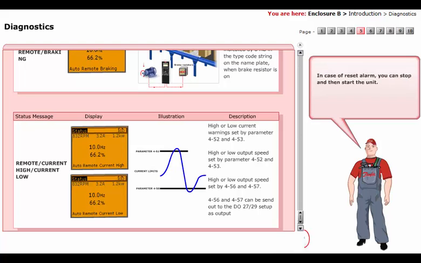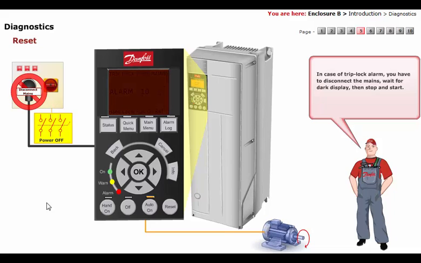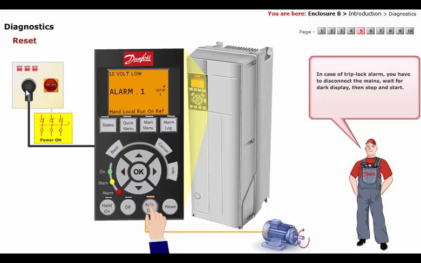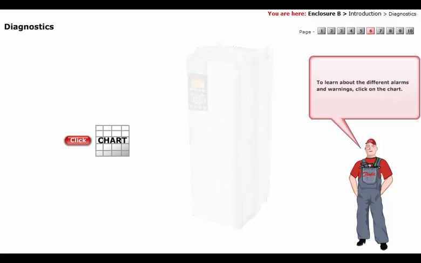In case of reset alarm, you can stop and then start the unit. In case of trip lock alarm, you have to disconnect the mains, wait for dark display, then stop and start. To learn about the different alarms and warnings, click on the chart.